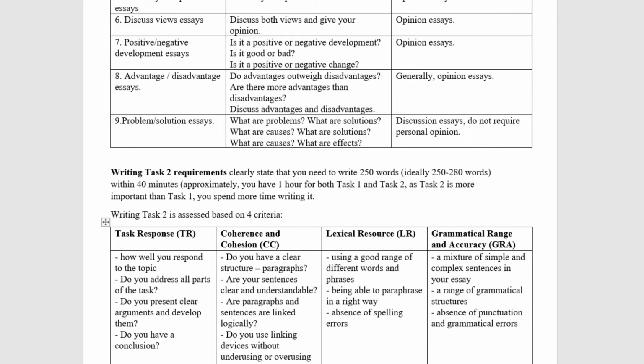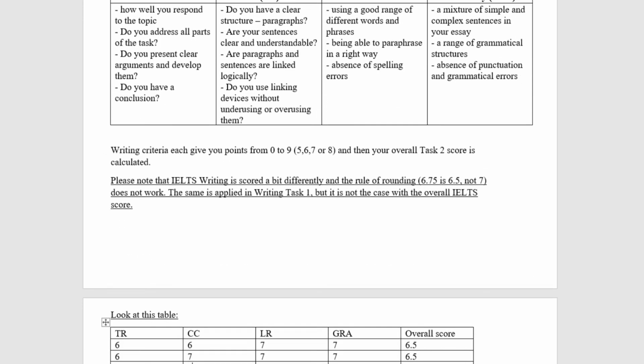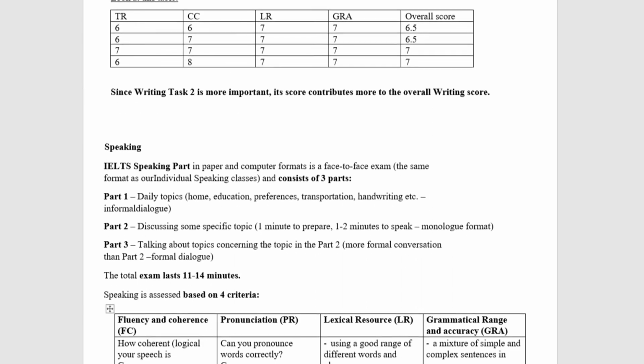Lexical resource is actually good usage of vocabulary, appropriate words, not overusing unnecessary words, using words appropriately, and so on, following the formal style of writing. And grammatical range and accuracy is grammar, using a mixture of complex and simple sentences, avoiding grammatical mistakes, and so on. And finally, we have the speaking test.